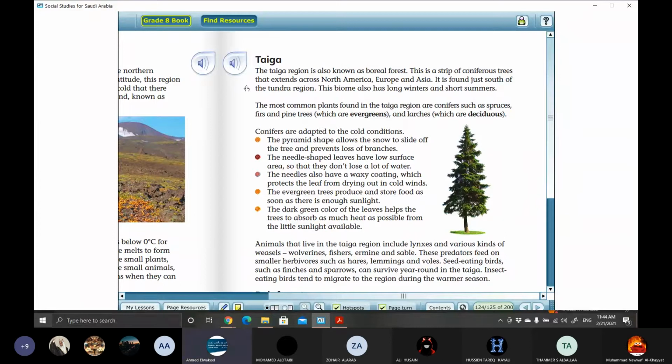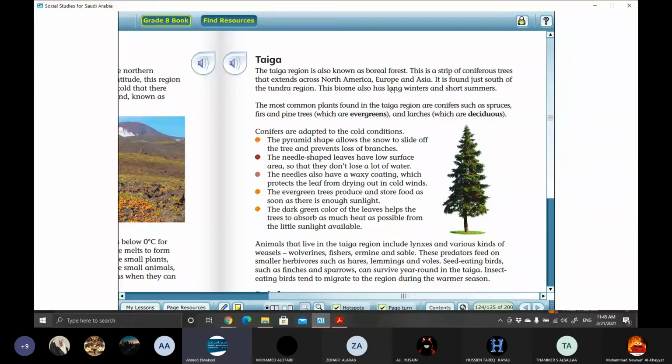The last type of the places that we can study today is the taiga region, also known as the boreal forest. This is the strip of coniferous trees that extends across northern America, most of Europe, and also Asia. It's also found just south of the tundra region.